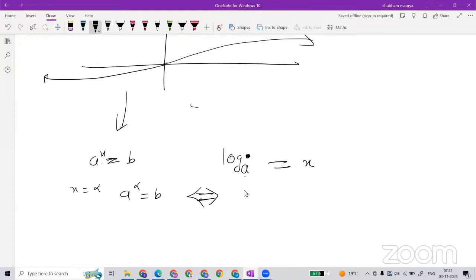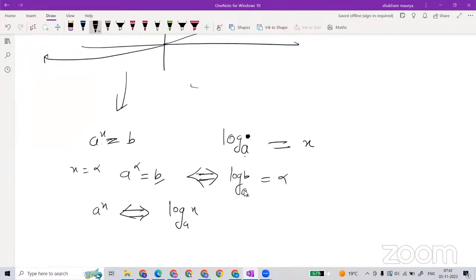And how is it so? The base is the base, the same is written here. When you substitute x is equal to alpha, you are getting b. So give b here, and you will get alpha. That's the inverse thing. So finally, if you have the exponential function a power x, then the logarithmic function will be log with base a of x.